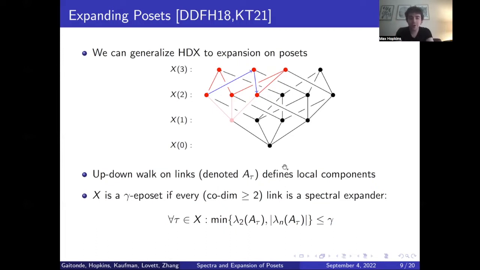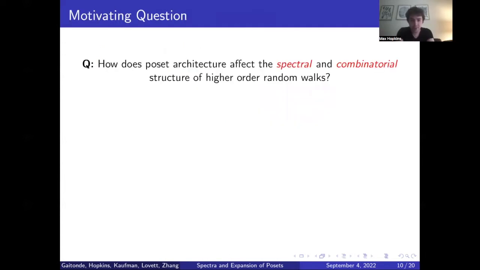So in other words, for all restrictions of the complex, if you look at the largest non-trivial eigenvalue of these local walks, we want that to be at most gamma. And okay, if you haven't seen spectral expansion before, this is a little bit of a confusing condition, but it says in some way that it acts like the complete complex. You can just think about it like this for simplicity.